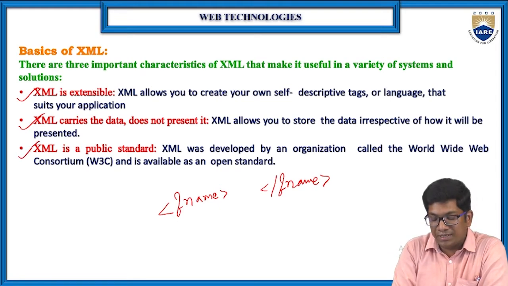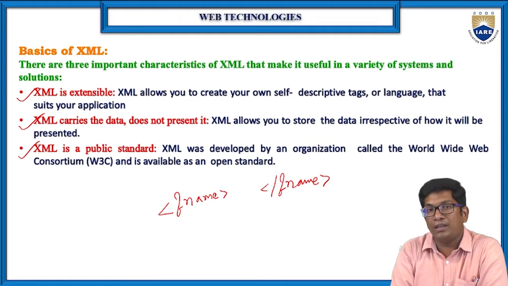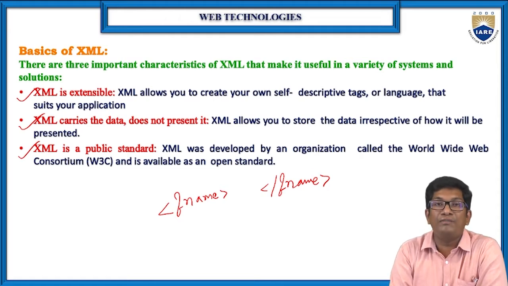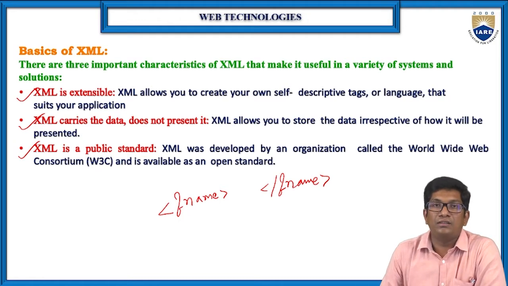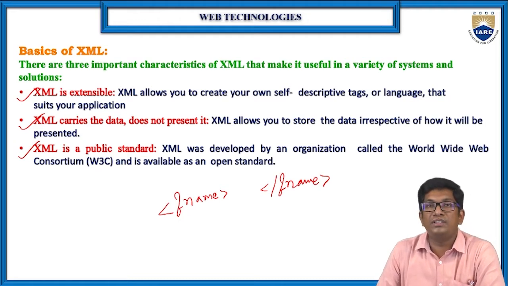Next, XML is a public standard. XML was developed by an organization called the World Wide Web Consortium and is available as an open standard. So that is the standard by W3C, and XML is freely available.